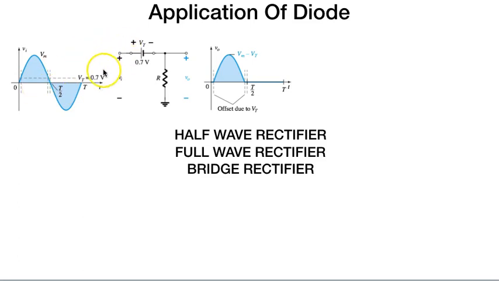So as you can see, in the forward direction the diode is a short circuit but would have a potential of 0.7 volts across its terminals. This amount of voltage is subtracted from the actual applied voltage Vm, which acts as the offset due to Vt, and the rest beyond T/2 is 0 because it acts as an open circuit to the negative part of the terminal. This is one of the basic rectifiers.